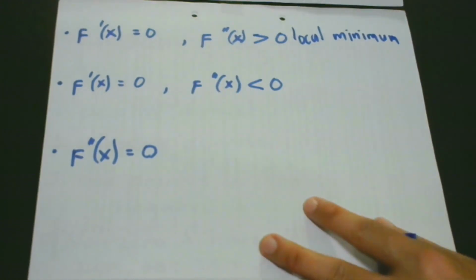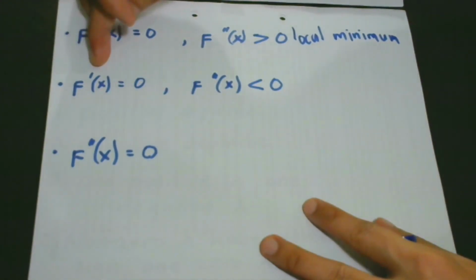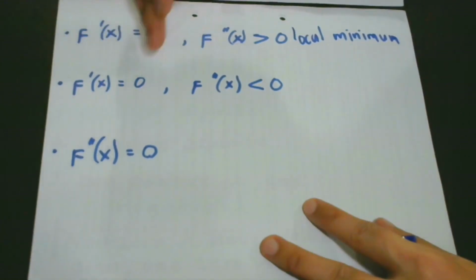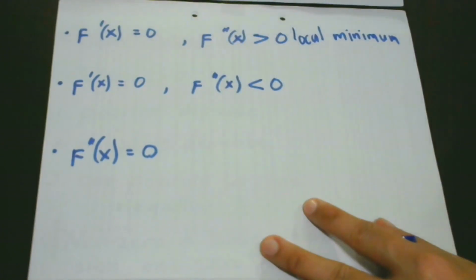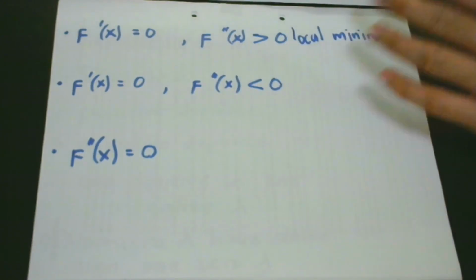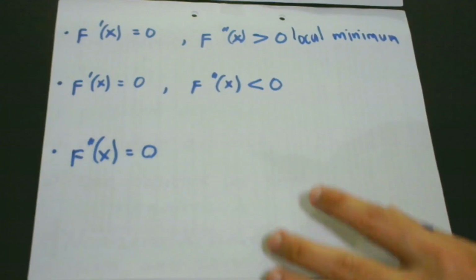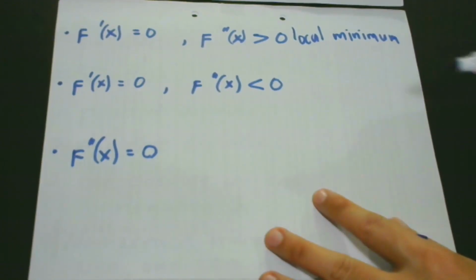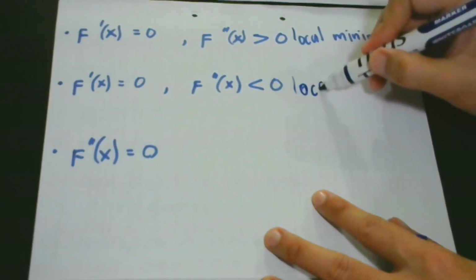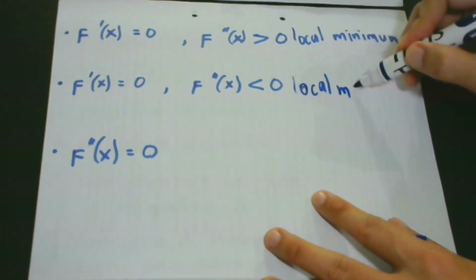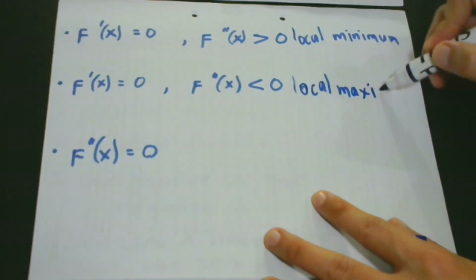Our second situation is that the first derivative is equal to 0 and the second derivative is less than 0. As you could see, this is greater than, this is less than. So if the case is like this, then x is concluded to be the local maximum. Let me write this one again: local maximum.